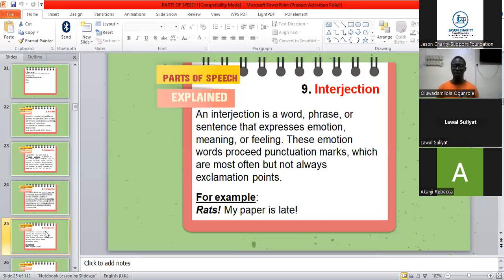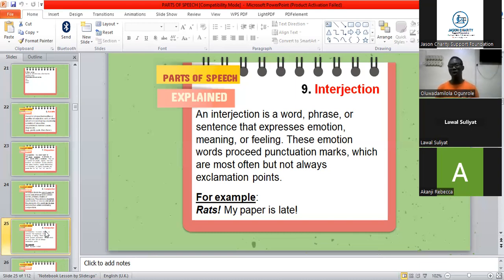Now, rats there shows those agents that have done the damage. Oh, rats, my paper is late. That is, my paper is gone. Now, the rats there with the exclamation mark shows that something is wrong with the statement.